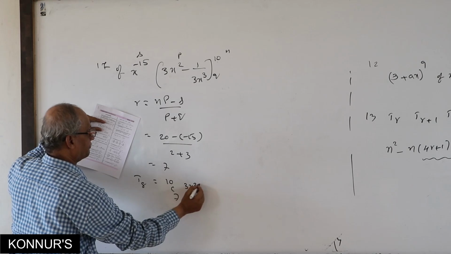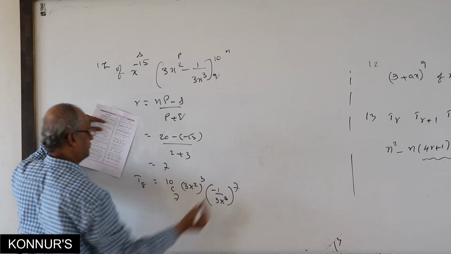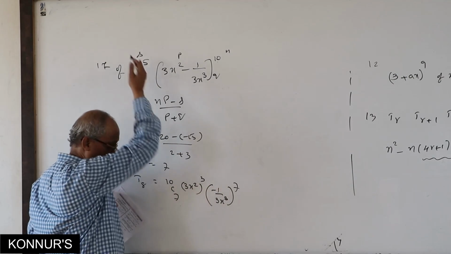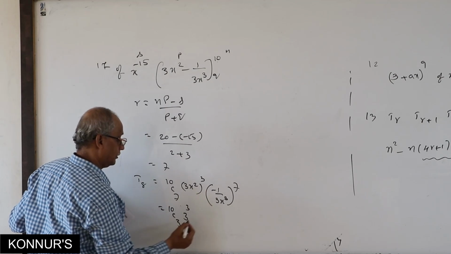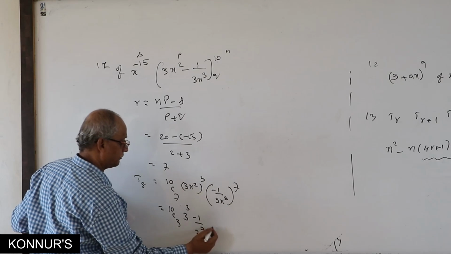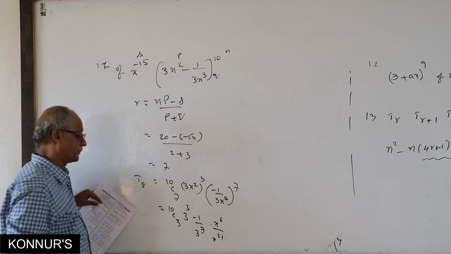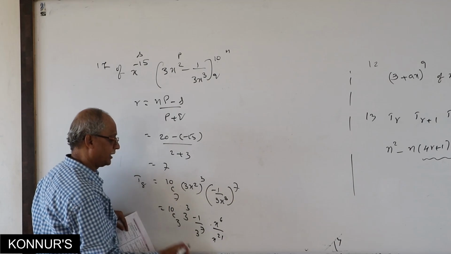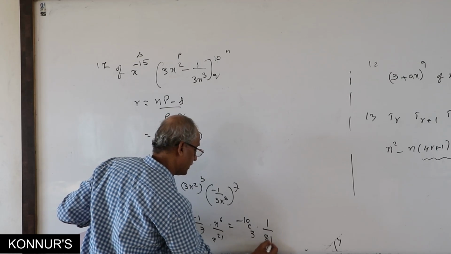10C7 (3x square) whole power 7. If you simplify it, definitely it goes to x power minus 15 only. 10C3, 3 cube, minus 1 by 3 power 7. Here 6, here 21. What is the denominator now? Minus 15. So what is the answer finally? 3 cube also cancels. Minus power add, so I wrote minus. Minus 10C3 into 1 by 3 power 4.